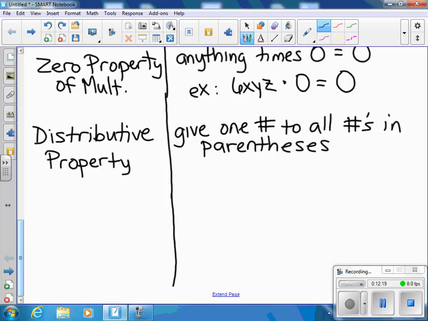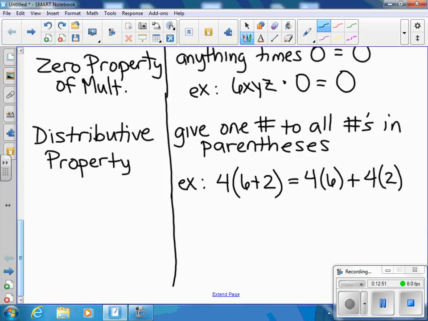All right, so for example, I'm going to show you 2 of them just so you can see the difference, because there are 2 different versions, and it can go either way. If I have 4 on the outside of parentheses and 6 plus 2 inside, distributing means that I'm giving that 4 to everything inside the parentheses. So on the other side of the equal sign, it's going to show that I'm giving that 4 to the 6 and the 2. So it's going to say 4 times 6, because that's the first number I gave the 4 to, plus 4 times 2. So you're looking for that number on the outside to be used twice on the other side of the equal sign.